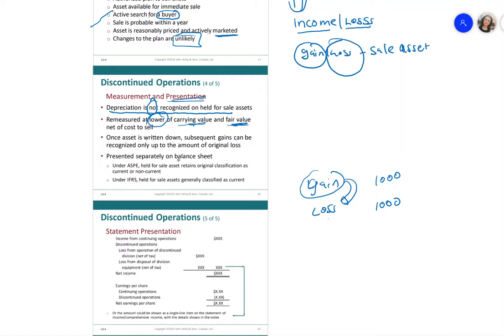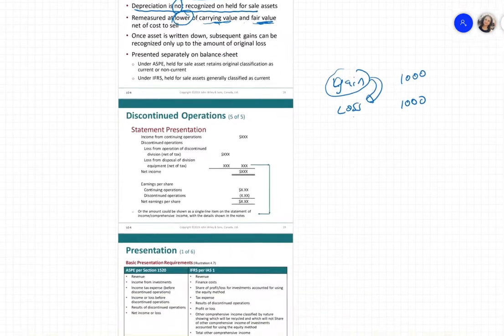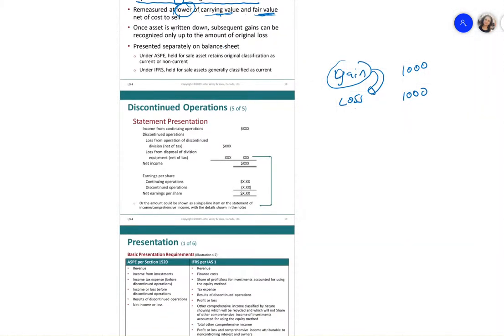Held-for-sale assets are presented separately on the balance sheet. They're not part of your normal assets, which could be current assets or non-current assets. They have their own heading, so you cannot include them in your current and non-current assets, because they are classified separately.